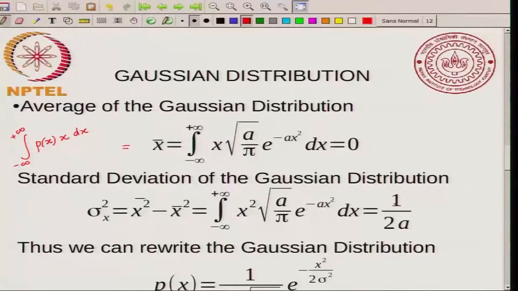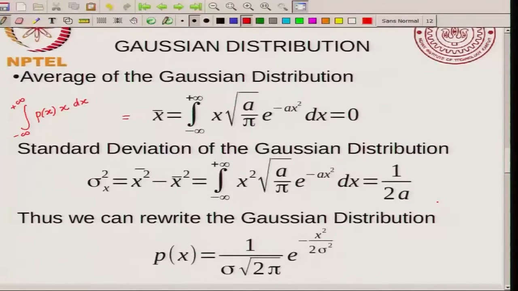Okay, I'll let you work this out. You can show the value of this integral is 1 by 2a. So, this is my sigma squared for the Gaussian distribution. This is the average. And so, what can I write?